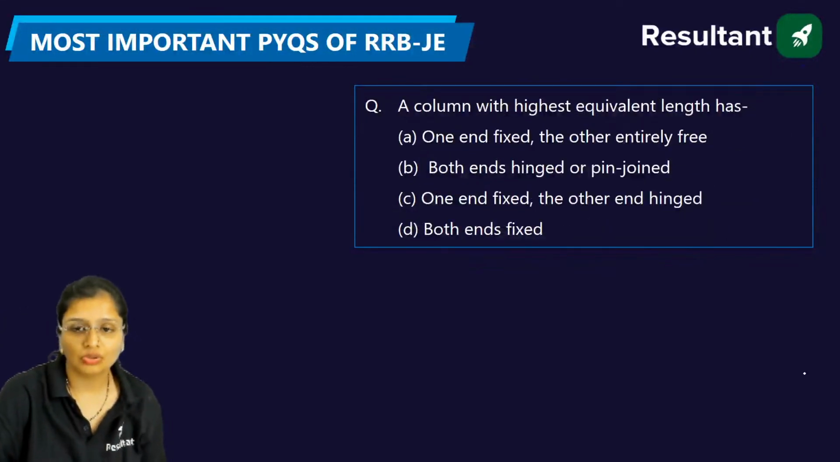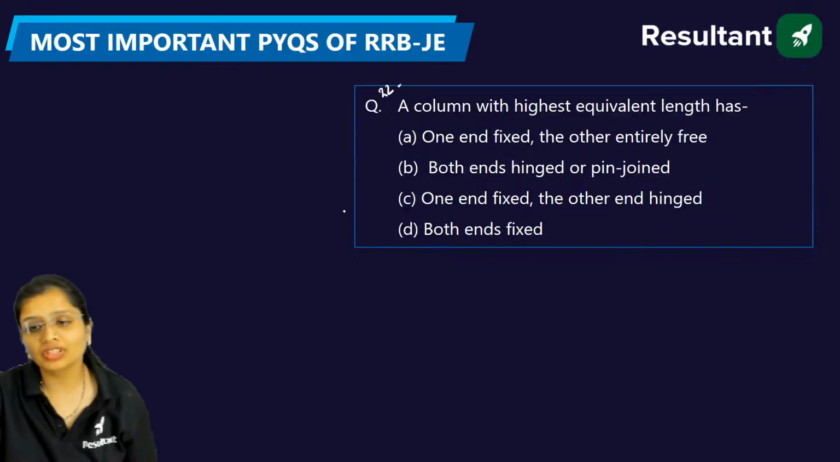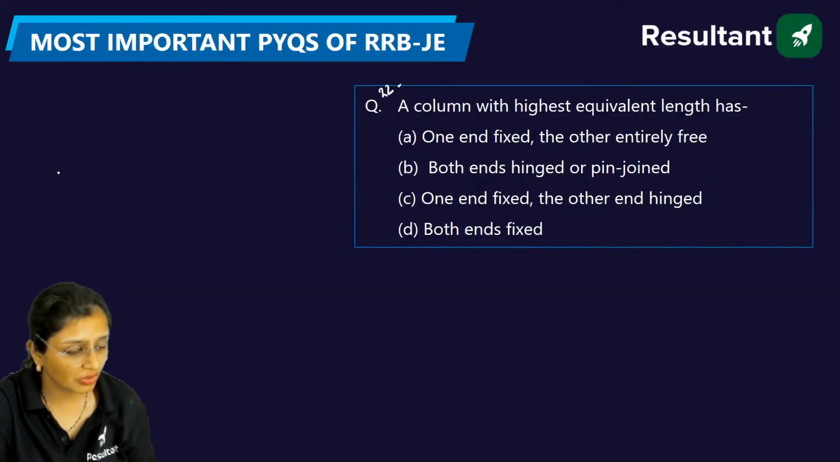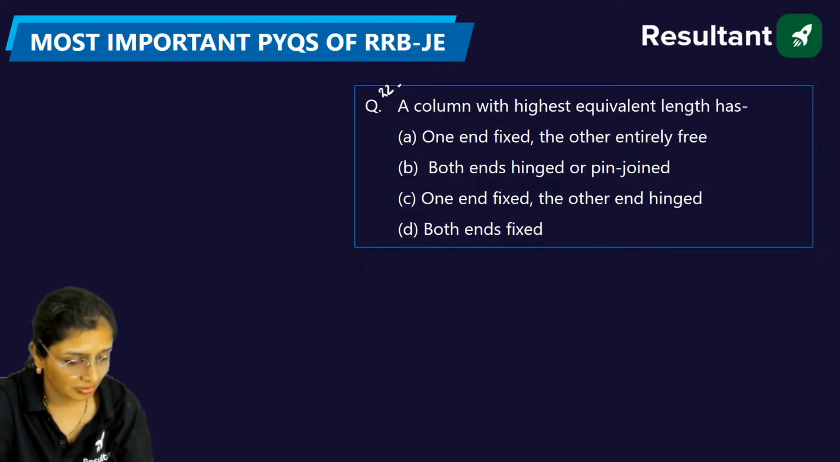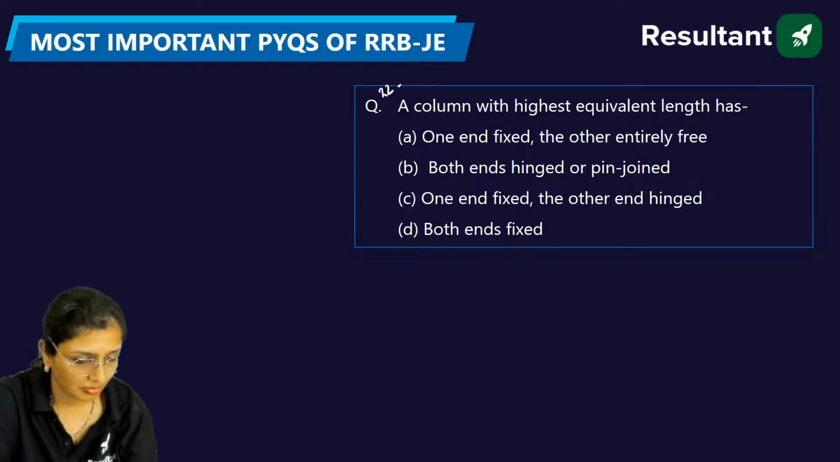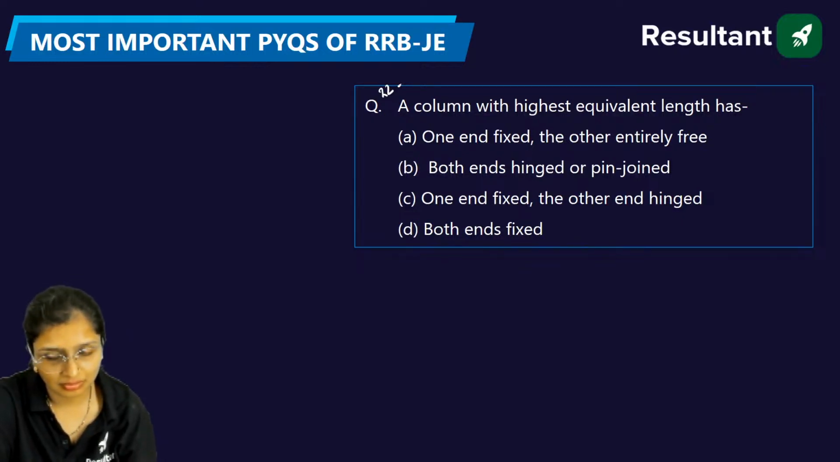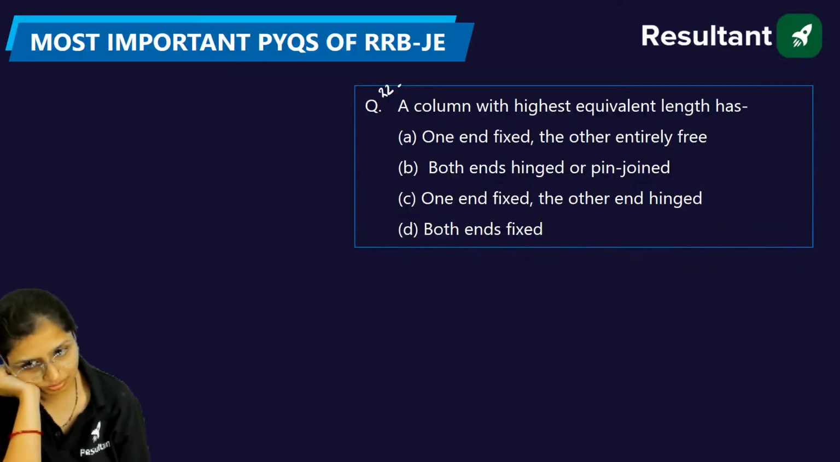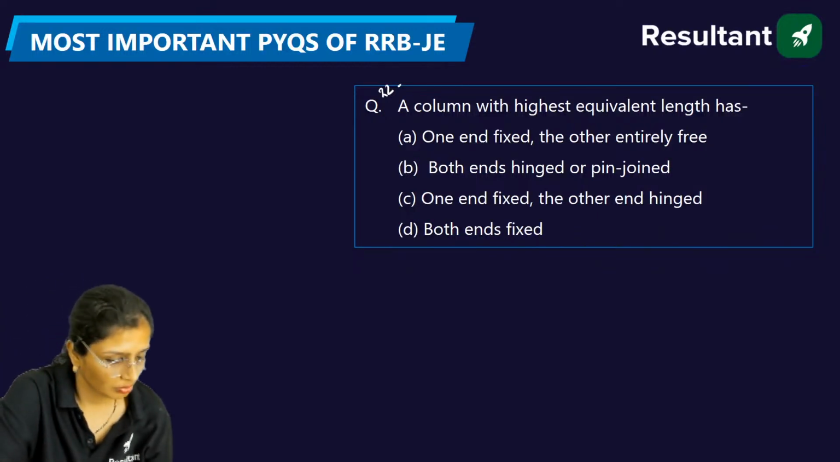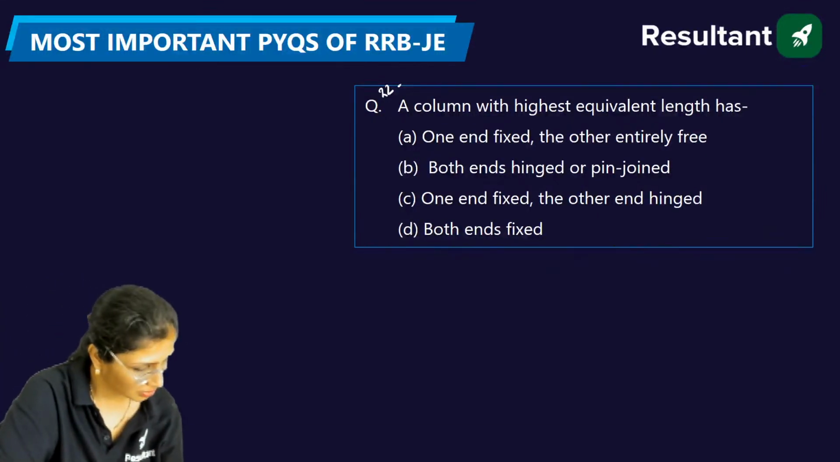Clear? Question number 22. A column with highest equivalent length. So 4 conditions are given. You have to tell the column with highest equivalent length. Come on. Highest equivalent length. Come on, this is an easy one.